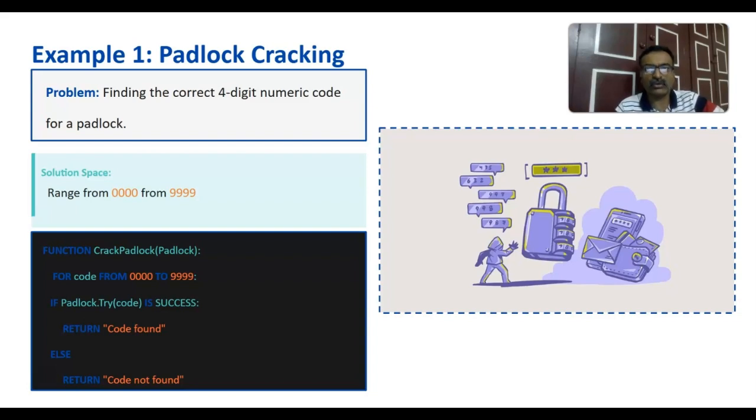So a pseudocode is also given. You have to find what the code is. The variable name is code, and that variable takes values from 0000 to 9999. So you have to try each code, and if it is a success, then it will return code found, otherwise it will return not found. So this is a simple pseudocode for padlock cracking.